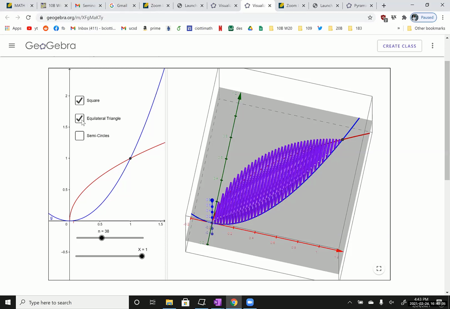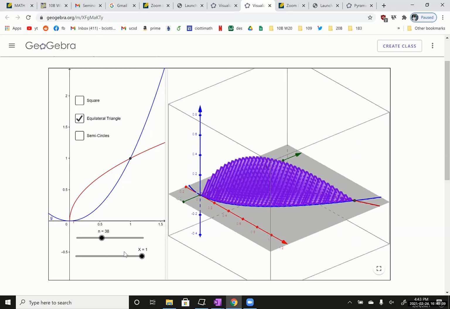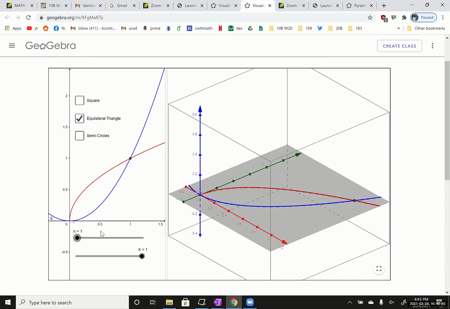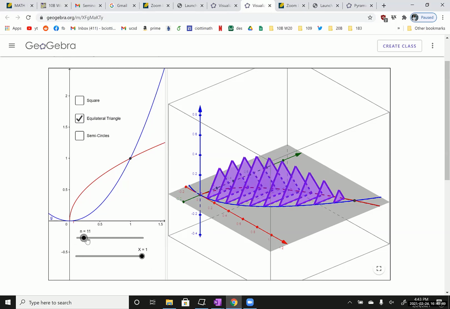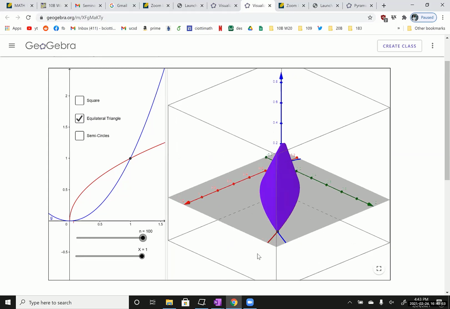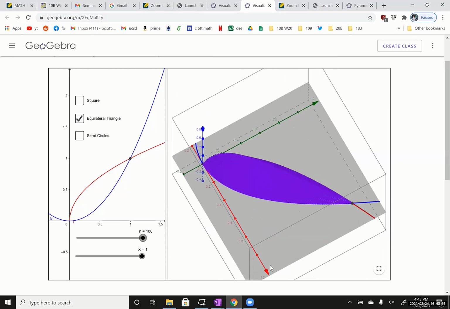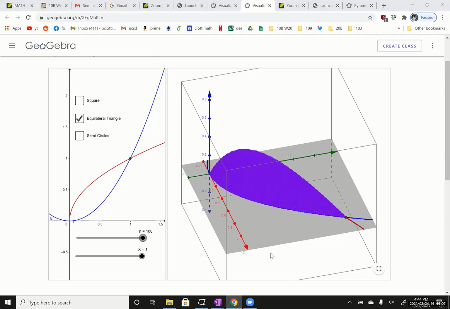If they look like equilateral triangles, then they would look like that. And the actual volume of the shape would look something like that. And if they were circles, semicircles rather, which, oh man, you all, of course, chose the same thing as the last class, which is semicircles.